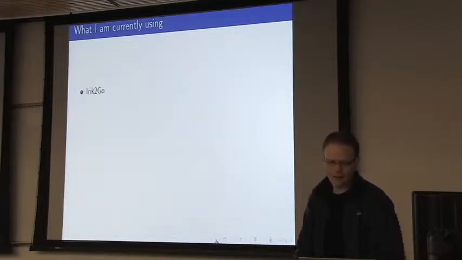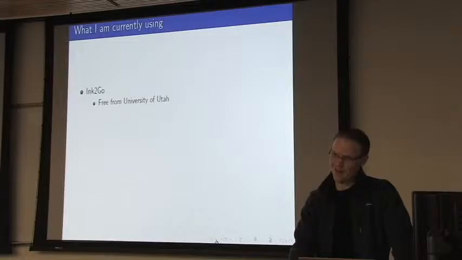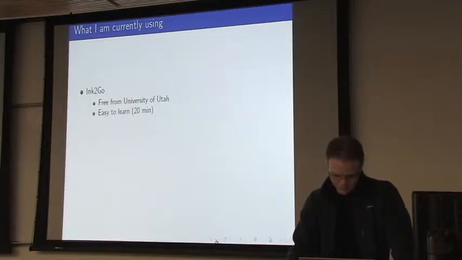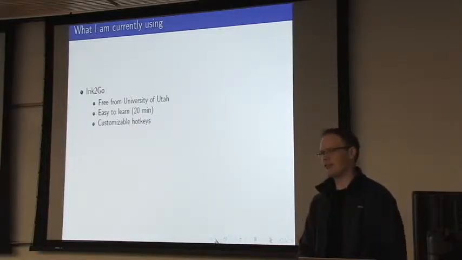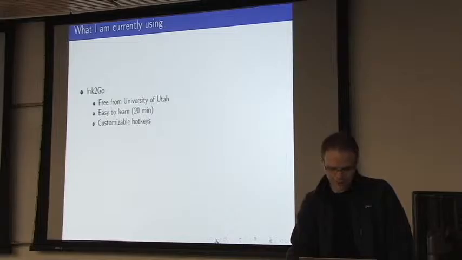So what am I currently using? Ink2Go is a simple, really easy software. It's free from the University of Utah. You can just download it. It's usually like $10 or $20. It's easy to learn. You can learn it in like 10 or 20 minutes. You can customize hotkeys, which is really good for making your presentation seamless. It has different kinds of awesome features, and I'll try to demo those.